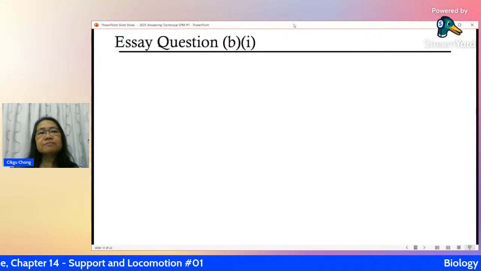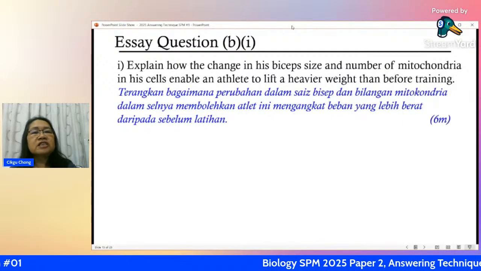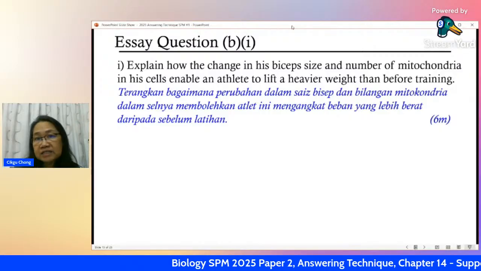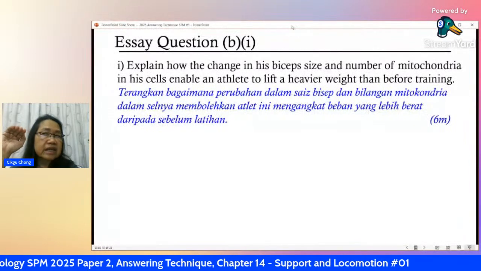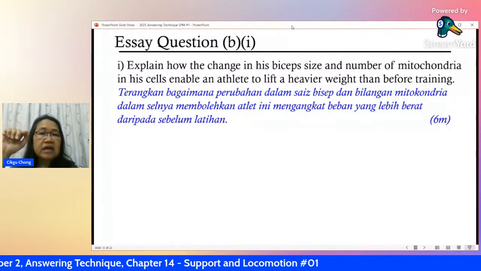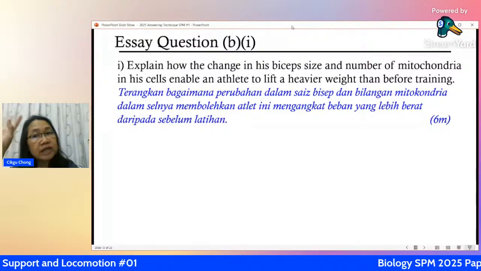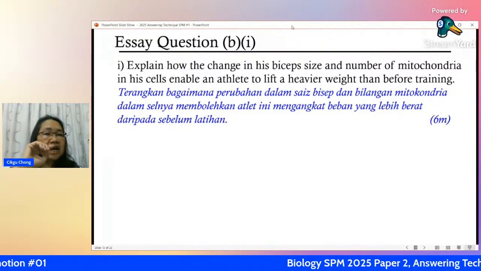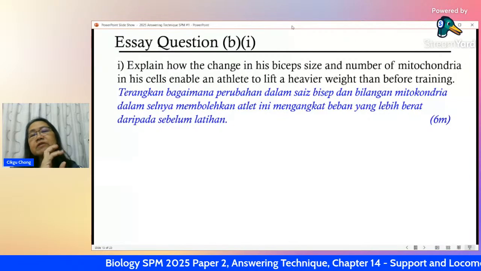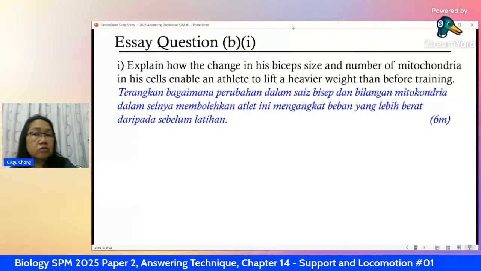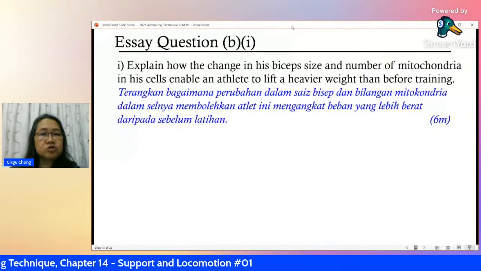Okay, what's the question? All right, the question here is, explain how the change in his bicep size. So talk about the bicep size. All this you must mention because it's mentioned in the question. They want you to explain this bicep size and the number of mitochondria. How does the change in these two things enable the athlete to lift a heavier weight than before training? What happened to the bicep size? What happened to the number of mitochondria? And how does it help this person to be able to lift something heavier after training?